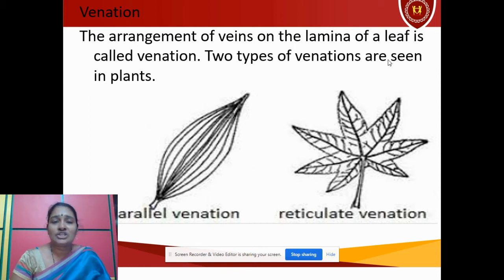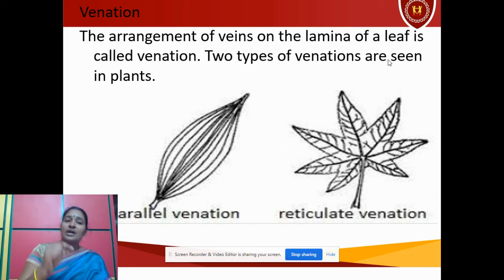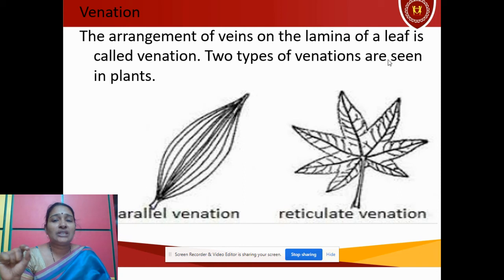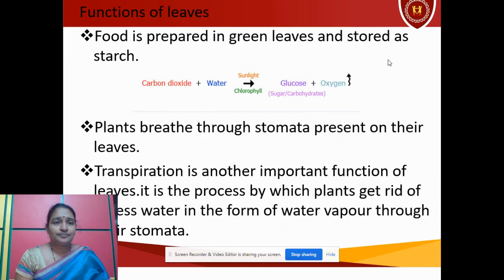In parallel venation, you can see lines going parallelly from the tip of the leaf to the starting of the leaf. The leaf end is called the leaf tip. So from there, the lines will be passing directly. Whereas in reticulate venation, you can find a midrib. On the midrib, again, you will be observing lateral veins. This is the difference between parallel venation and reticulate venation.